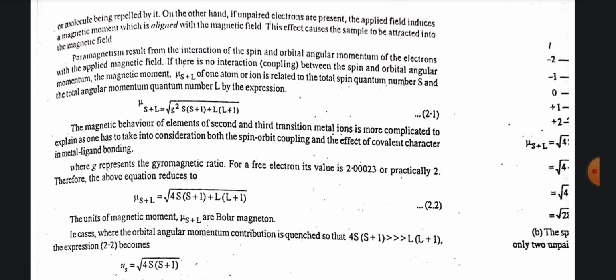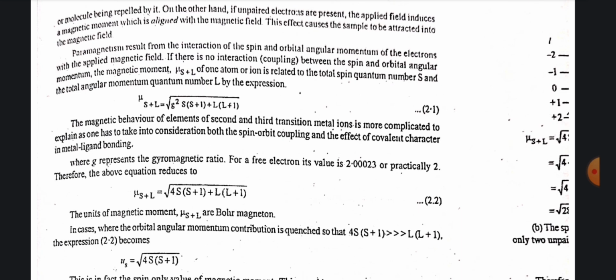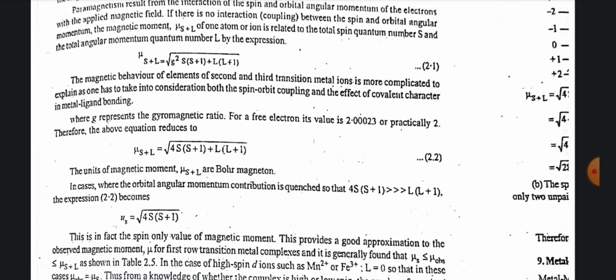Paramagnetism results from the interaction of the spin and the orbital angular momentum of the electrons with the applied magnetic field. If there is no interaction between the spin and the orbital angular momentum, the magnetic moment of the atom or ion is related to the total spin quantum number S and the total angular momentum quantum number L by the expression.